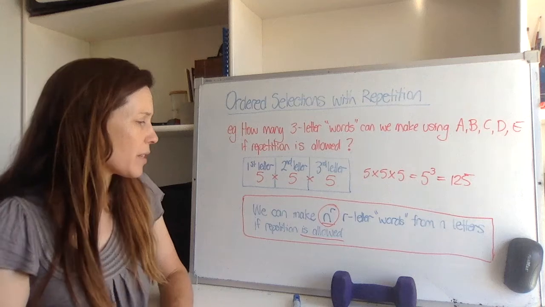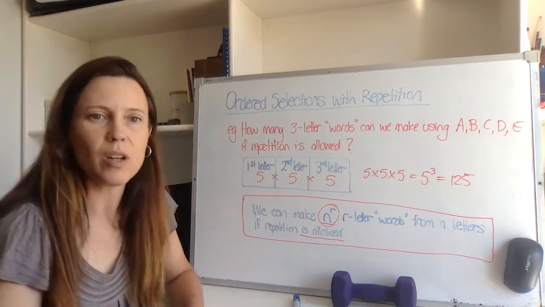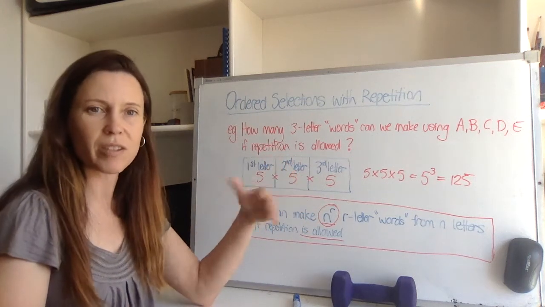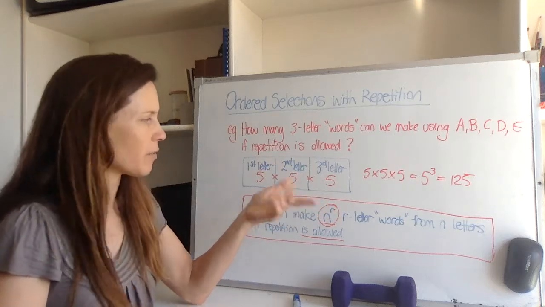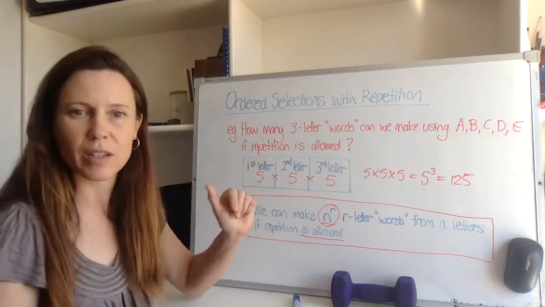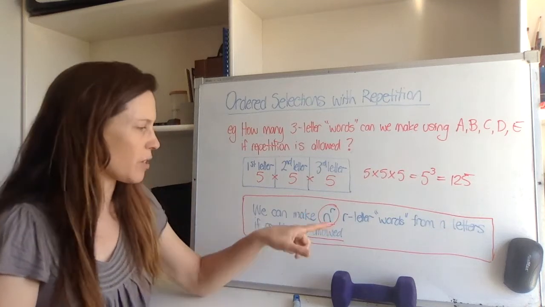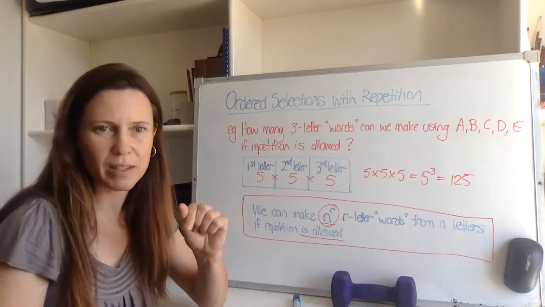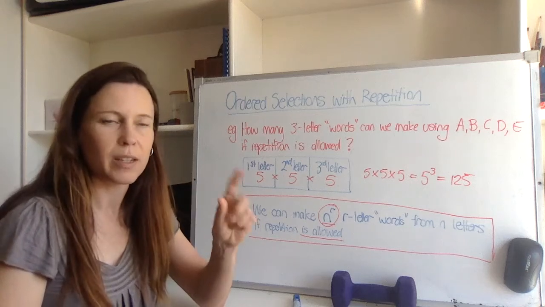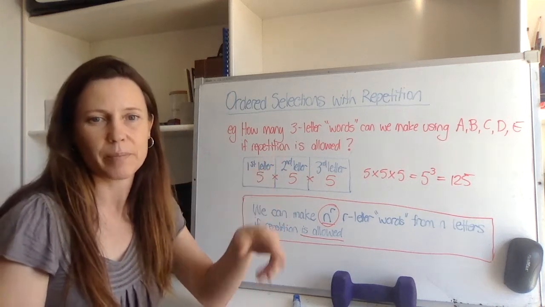Now, you can memorize this as a general principle, or every time you get a question like this, you can literally just think through, well, what are the options? I've got 5 choices times 5 choices times 5. Oh, I need 5 cubed. And that's probably the better way to go, because if you memorize something, you can easily mess it up and get it the wrong way round. So think freshly each time.